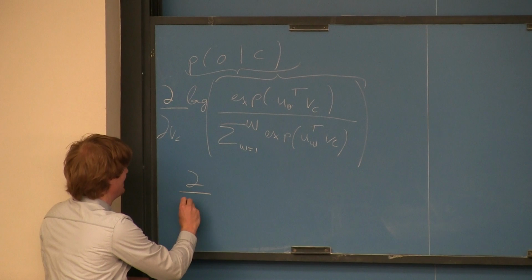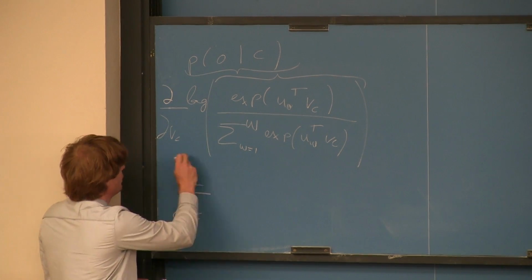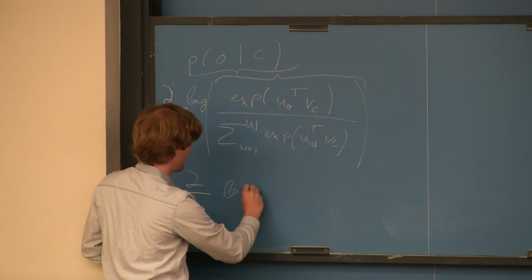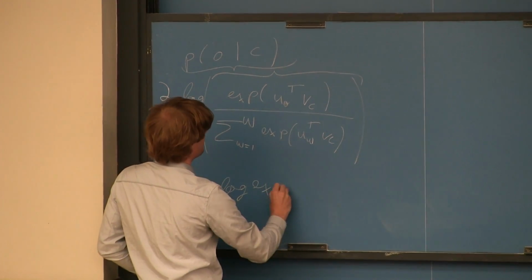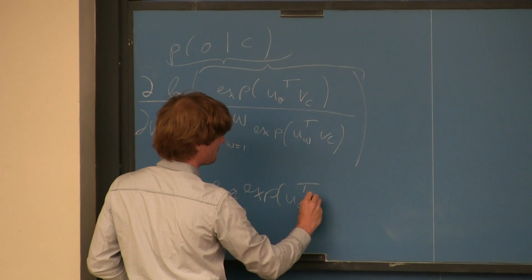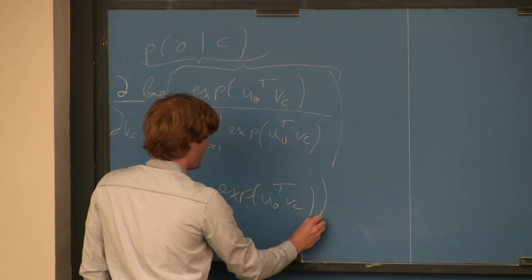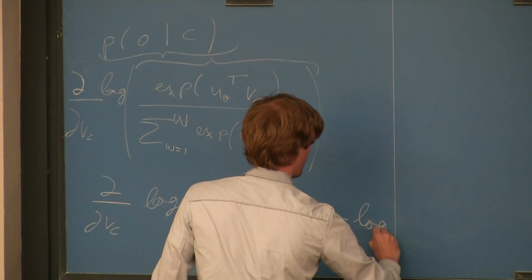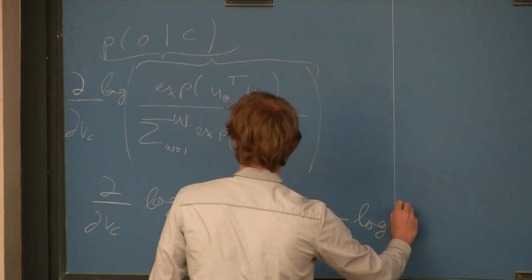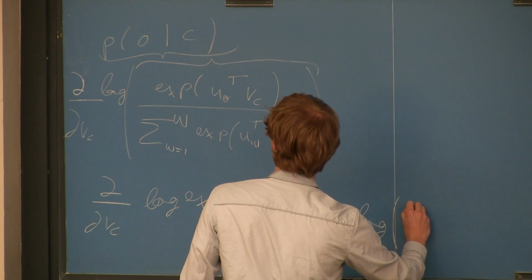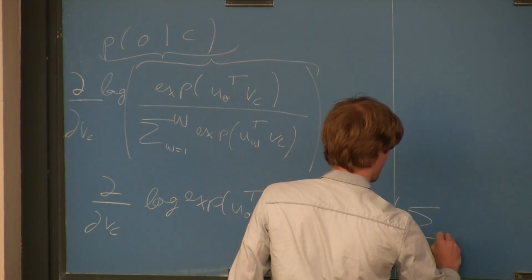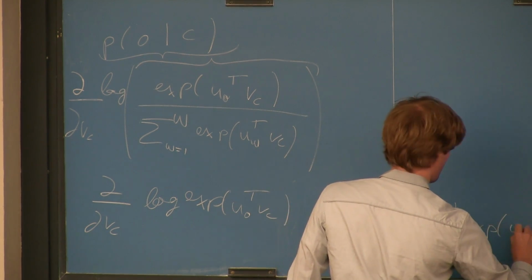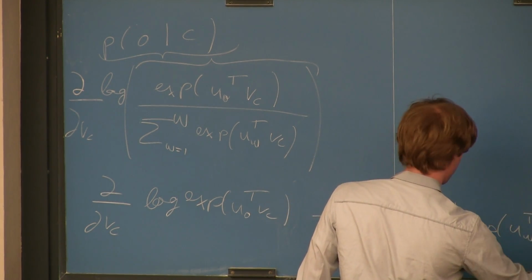Subtract the denominator. Exactly. So we know that log of a divided by b is log of a minus log of b. So let's write that out. So that is the log of the exponent of uo transpose times vc, minus the log of the sum over w equals 1 to W of the exponent of uw transposed vc.